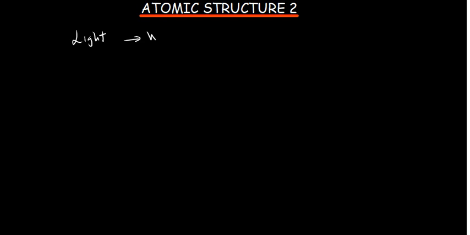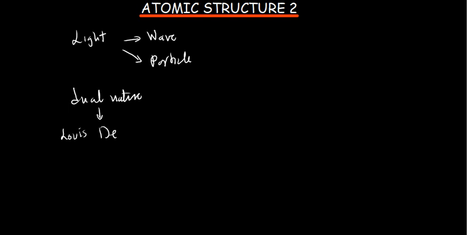So we are saying light is both a wave and a particle. This is actually called the dual nature of light. It acts as both a wave and a particle, and it was brought about by Louis de Broglie. I've seen this question in one of the papers, so you would want to take note. Dual nature means that if you're talking about something being a wave, it has got wavelength, it has got velocity, and also frequency.